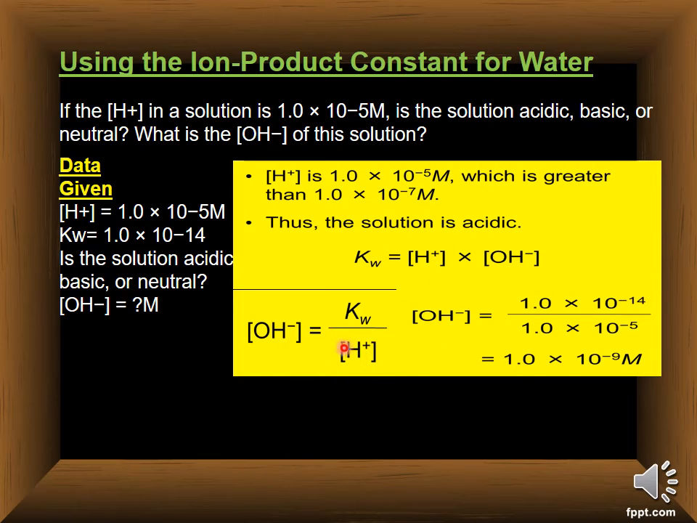Put the values in. OH negative is equal to, what is the value of Kw? Remember, 1.0 times 10 power negative 14, over, what is the concentration? It is given in the question, 1.0 times 10 power negative 5. After calculation you get 1.0 times 10 power negative 9 molar. So this is the concentration of OH ion. This is how to calculate it.